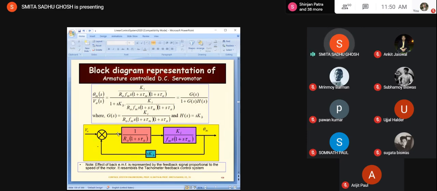Whenever we are using a DC servo motor in the armature controlled mode, what we are inherently doing is that we saw that the back EMF is being produced, and the back EMF is by itself going to act like a tachometer feedback. Nobody is feeding back anything separately. Okay. Is your question answered? Okay. Yes, sir.